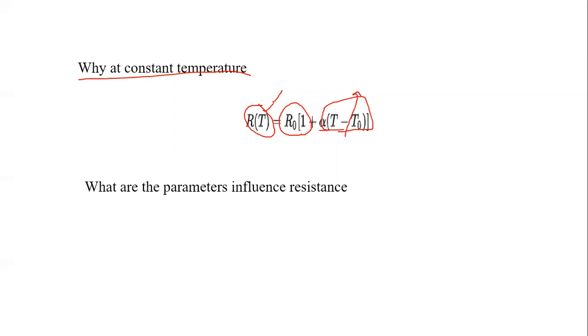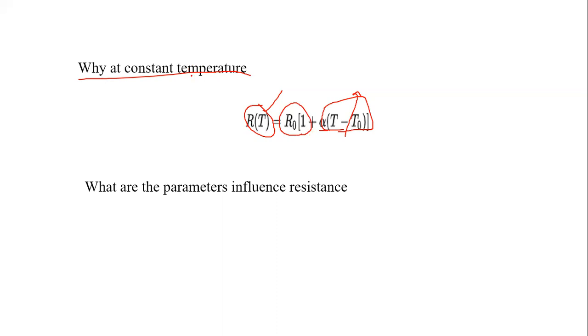So R is expressed as a function of T, where capital T is the temperature, expressed as R naught into (1 plus alpha of (T minus T naught)). Actually, if T equals T naught, then T minus T naught becomes 0. Therefore, R of T is equal to the constant value R naught. So this is the meaning of at constant temperature.